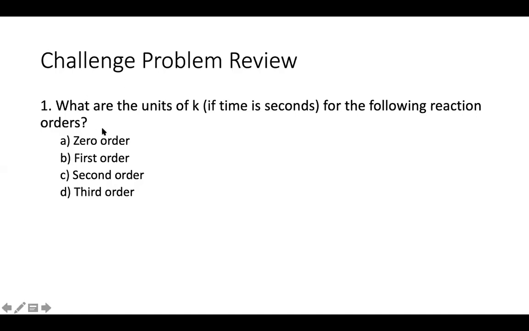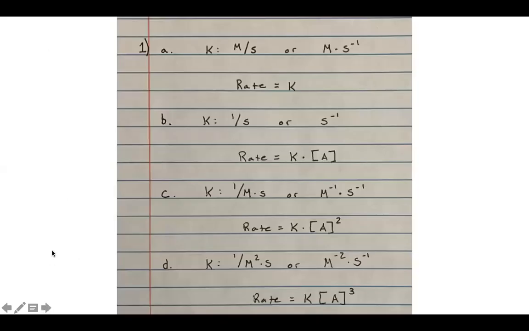Okay, so number one, it looks like a multiple choice question, but it wasn't. It was just saying if you have a 0, first, second, and third order reaction, what would your units of K be? And I told you to assume that our time was in seconds, right? Because time could be seconds, minutes, hours, years, centuries. It can really be whatever.